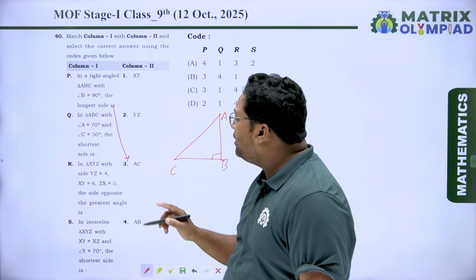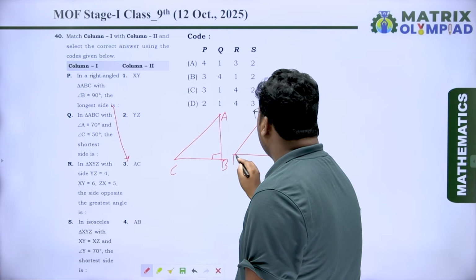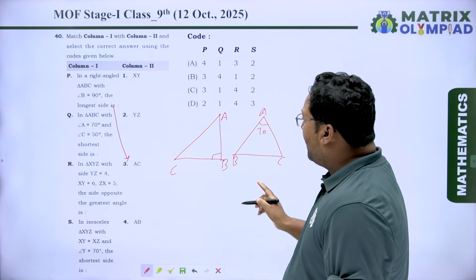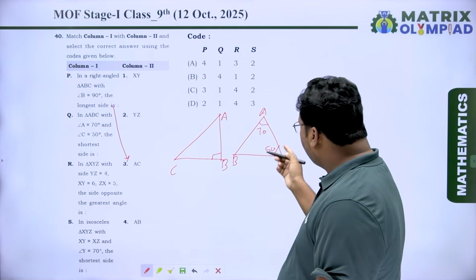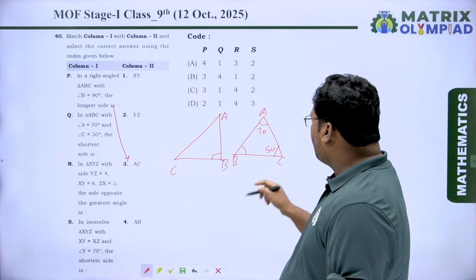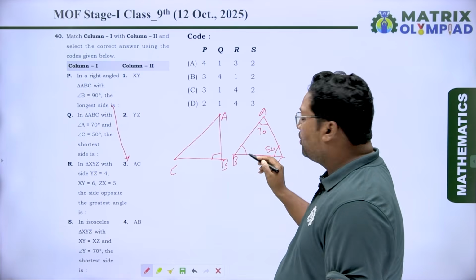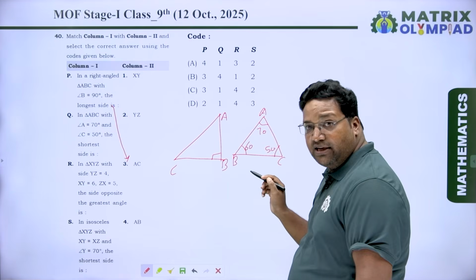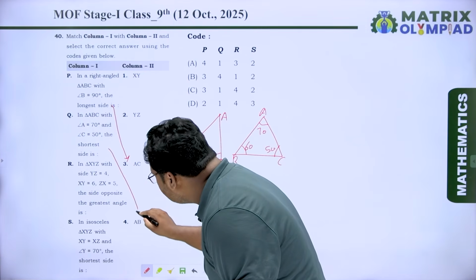Now coming to the next question. In a triangle ABC, angle A equal to 70 degree and angle C equal to 50 degree. The shortest side is, so first of all we have to calculate the third angle by the angle sum property. By the angle sum property, 70 plus 50 is 120, so 180 minus 120 is 60. Here you can see the smallest angle is angle C and the opposite side of angle C is AB. So for Q, the fourth one is true.